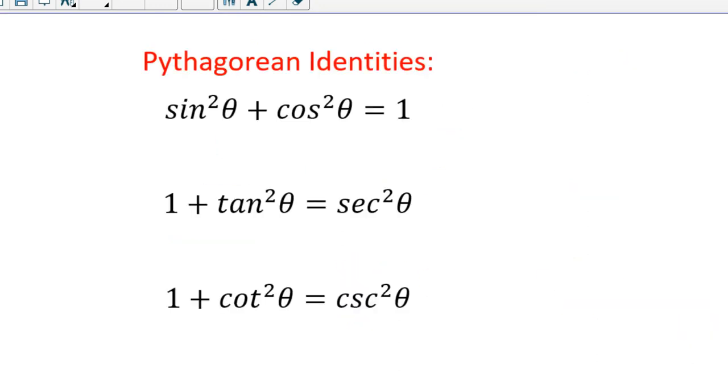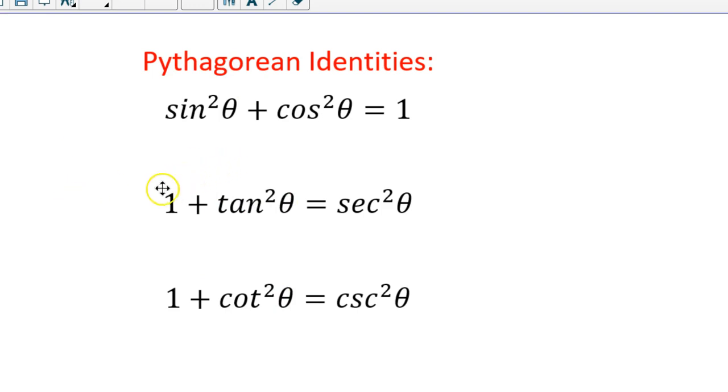The first one is sine square theta plus cosine square theta is equal to 1. Then 1 plus tan square theta is equal to secant square, and 1 plus cotangent square theta is equal to cosecant square theta. And the order of this, if it changes, that's fine. Suppose if you say tan square theta plus 1 equal to secant square theta, that's fine. And even if this cotangent square theta plus 1 gives you cosecant square, it is just the same, right?